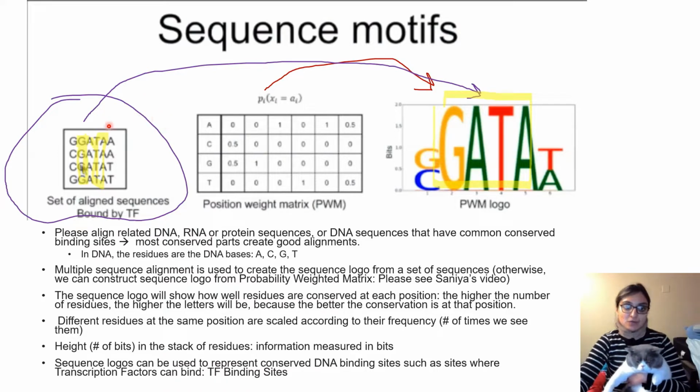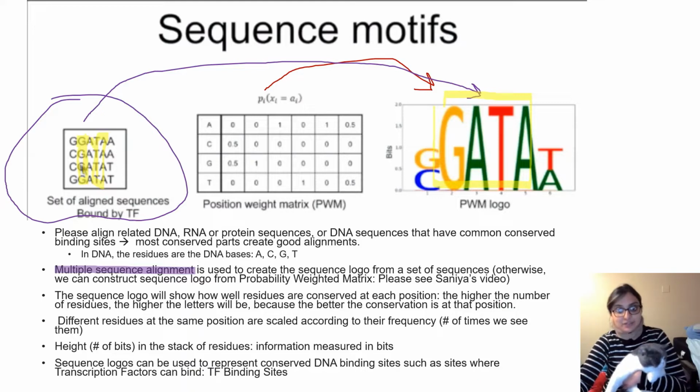But here, if we align these sequences that are bound by their transcription factor, we are using multiple sequence alignment to create the sequence logo from the set of sequences. Otherwise, if we're using the position weight matrix to make this, then I have another video on that. This sequence logo or PWM logo shows how well these residues, these DNA bases, are conserved at each position. The higher the number of residues, the higher the letter will be, because the better the conservation is in that position.